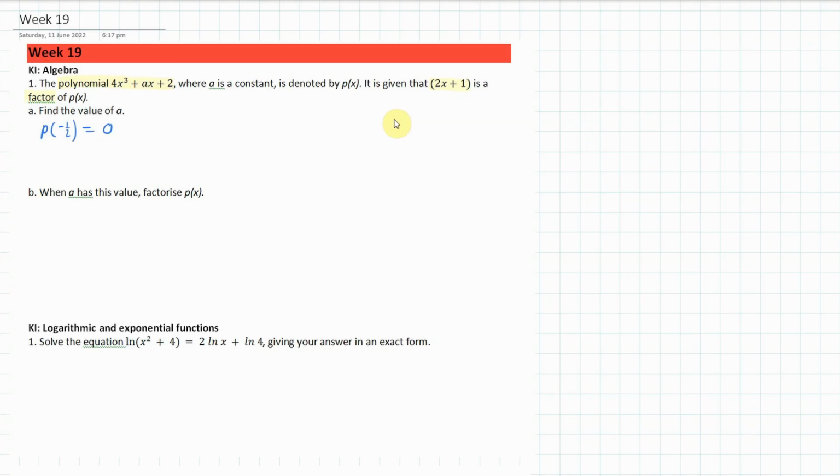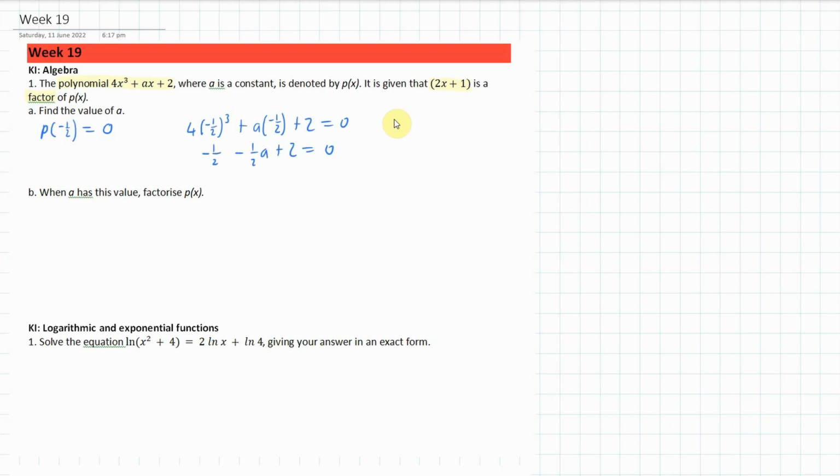So what we do then is we go 4 times minus 1/2 cubed plus a times minus 1/2, so minus 1/2 a plus 2 equals 0. And then in the next line, what we have here is negative 1/2 for that first term, minus 1/2 a plus 2 equals 0.